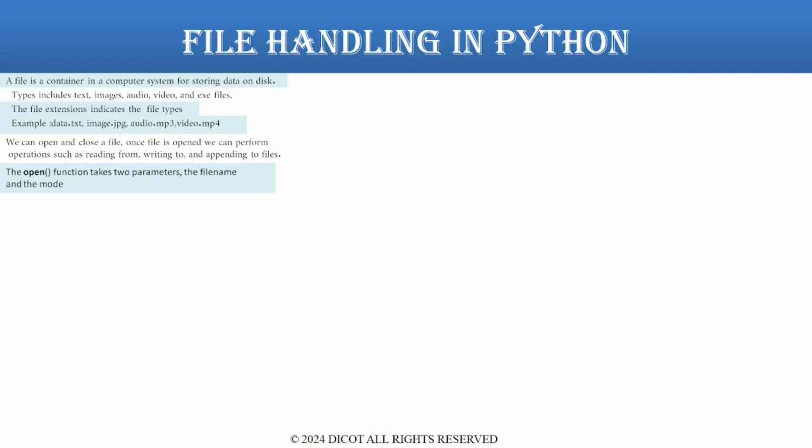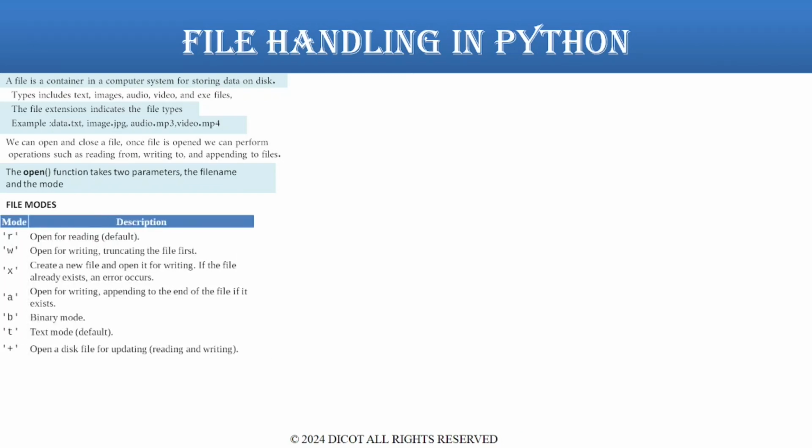You can see the various modes in which a file could be opened. Let's see the different modes and the mode parameter required for the open function. Mode parameter r implies open for reading. This is the default mode. Mode parameter w implies open for writing, truncating the file first. Mode parameter x implies create a new file and open it for writing. If the file already exists, throw an error.